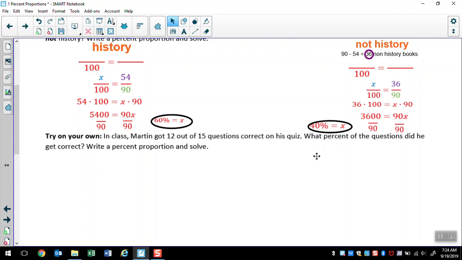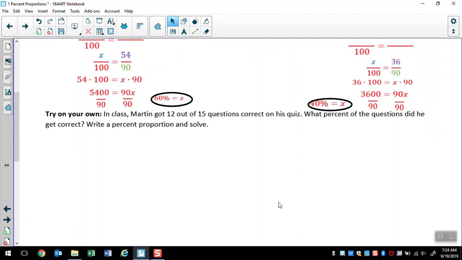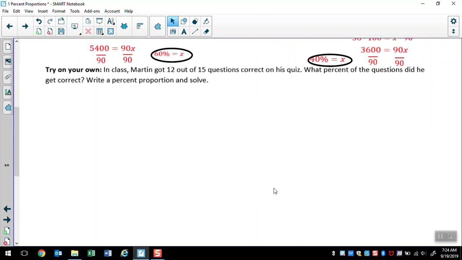So again, if you could come up with a faster way to figure this out without solving a proportion, I want you to share that in class next time. But for the purpose of our notes, we just wanted to get a little more practice with setting up those proportions. All right, try on your own. This is the last problem. So at this point, I want you to stop the video and go ahead and complete this problem. I'll see you in class.